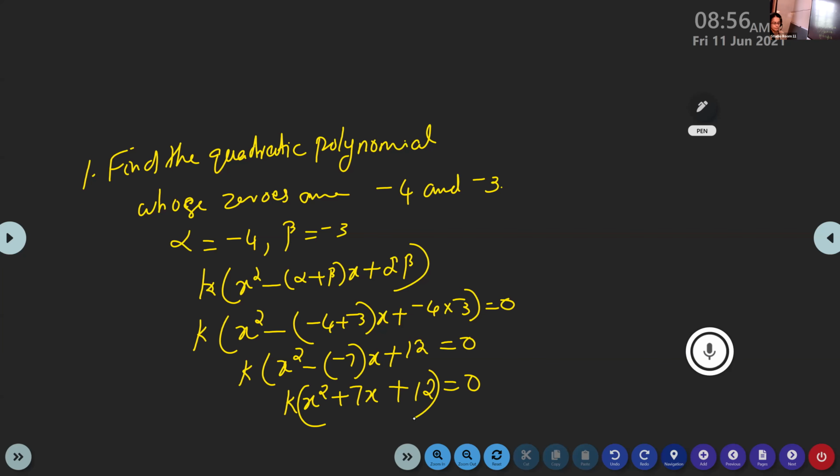What will we do next? Put k equal to 1. Putting k equal to 1, we will get x square plus 7x plus 12 equal to 0, which is the required polynomial.